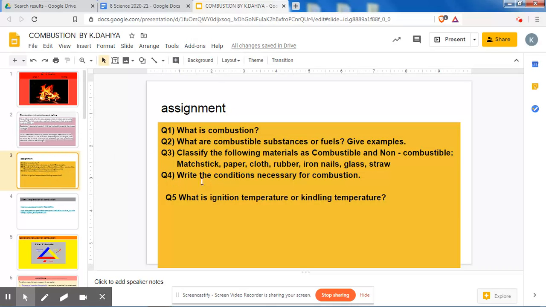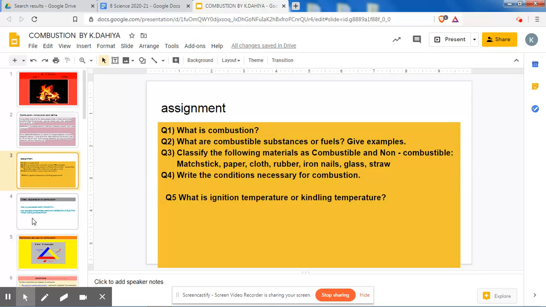Now, based on the above combustible substances and combustion, we have the following questions for you. That is, it's an assignment. What is combustion? You can very well explain it. What are combustible substances? Classify combustible and non-combustible substances. And what conditions are necessary, we will do in the further topic.